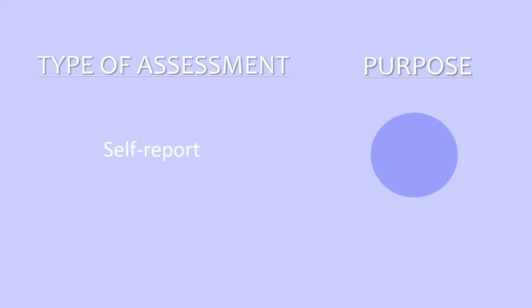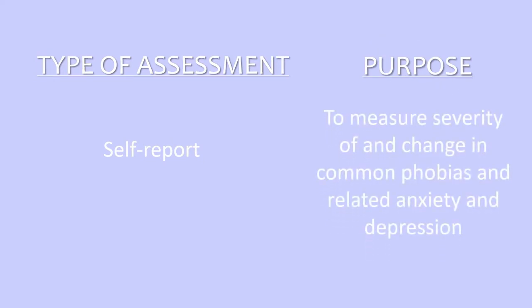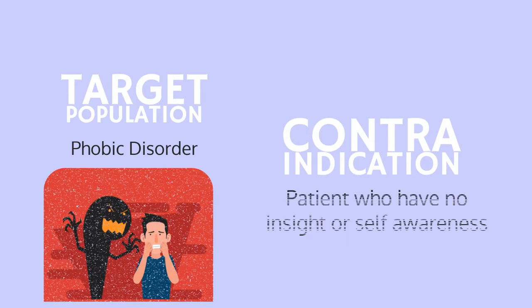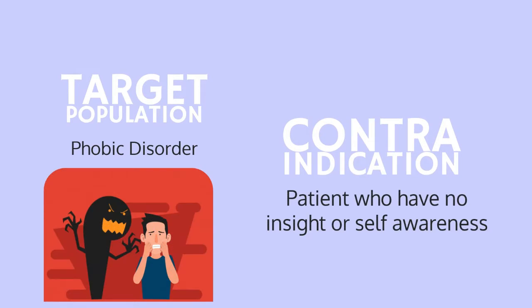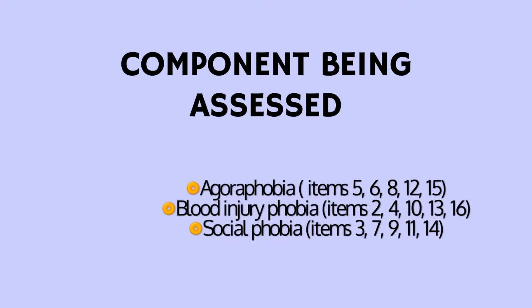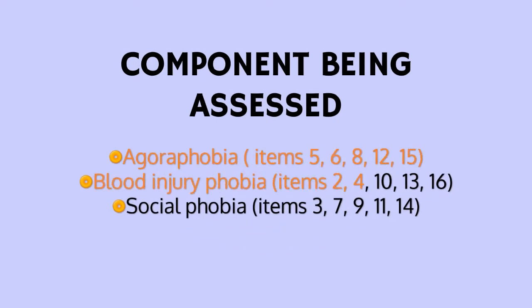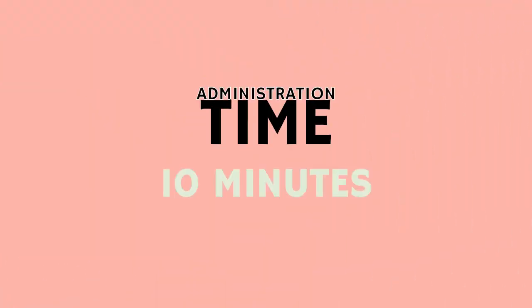This is a self-reported assessment, and the purpose is to measure severity of and change in common phobias and related anxiety and depression. The target population is people with phobic disorder, and it is contraindicated for patients who have no insight and self-awareness. The components assessed are agoraphobia, blood injury phobia, and social phobia. It only takes about 10 minutes to administer.